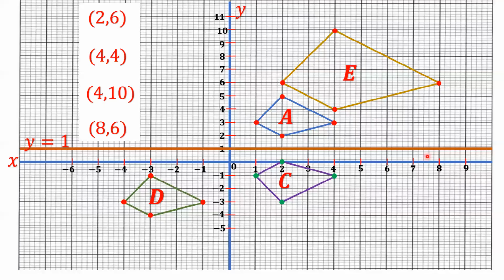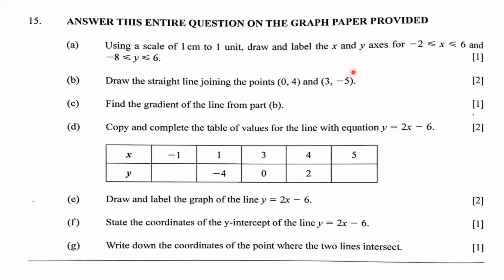And so let's go ahead and actually plot this. So 2, 6, that's 2, 6. Then 4, 4. Then 4, 10. And then 8, 6. And so this is going to be our enlarged image, which we call E, all right? All right, that brings us to the end of that particular question.